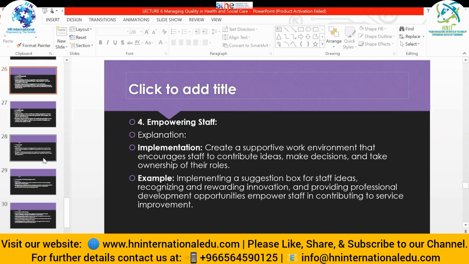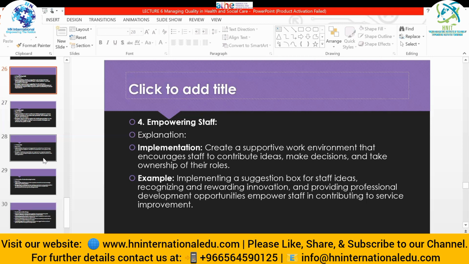Empowering staff. Create a supportive work environment that encourages staff to contribute ideas, make decisions, and take ownership of their roles. That is, they are generally making the staff use the laissez-faire leadership style, but in my opinion, it is not a good thing because when you're in the hospital, you are in the service sector, you have to be way too organized. Everything should be orderly, but there must be room for humanity. Like in many cases, they don't start the operation or they don't check the body if there is a certain case which needs the provision of police or the FIR.